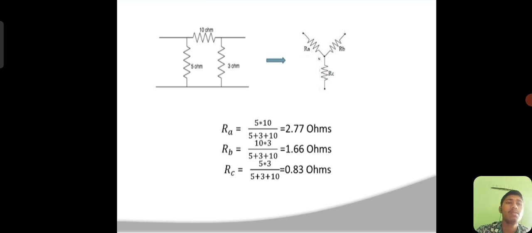RA equals 5 into 10 by 5 plus 3 plus 10, which gives 2.77 ohms. RB equals 10 into 3 by 5 plus 3 plus 10, which is 1.66 ohms. RC equals 5 into 3 by 5 plus 3 plus 10, which equals 0.83 ohms. So we have converted into star connections: RA equals 2.77 ohms, RB equals 1.66 ohms, and RC equals 0.83 ohms.